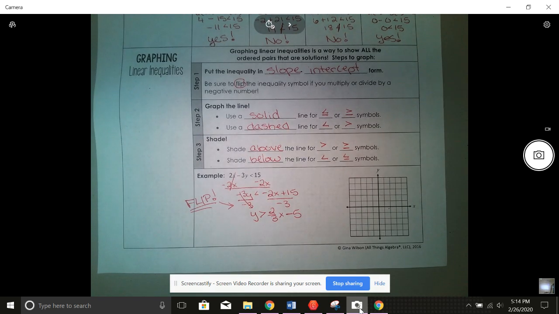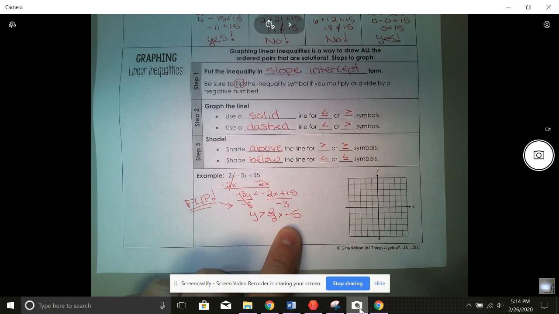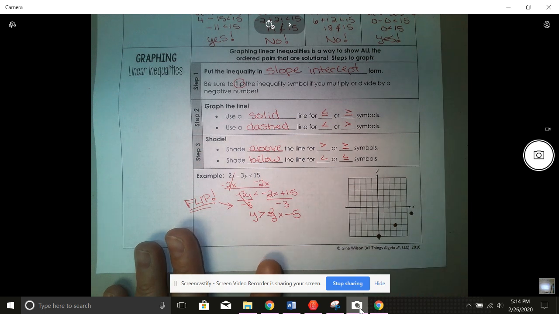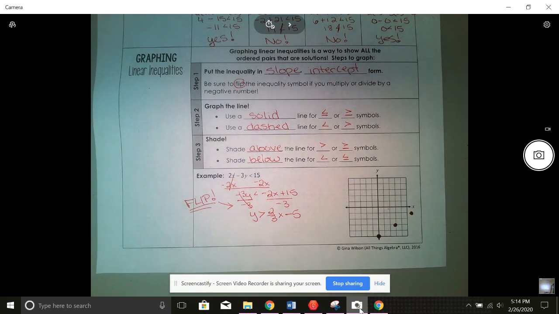Okay, now I'm ready to graph this line. Remember our talk about graphing. We start at the y-intercept, so here I'm starting at negative 5, with a slope of rise 2, run 3. Now, if I keep going, I'm going to fall off the graph, but I know I need 3 points to make a nice straight line.